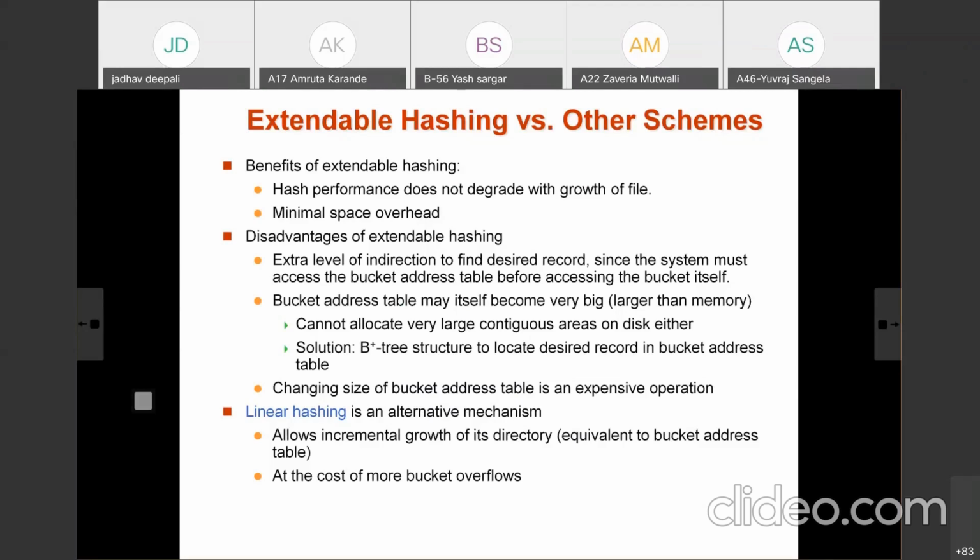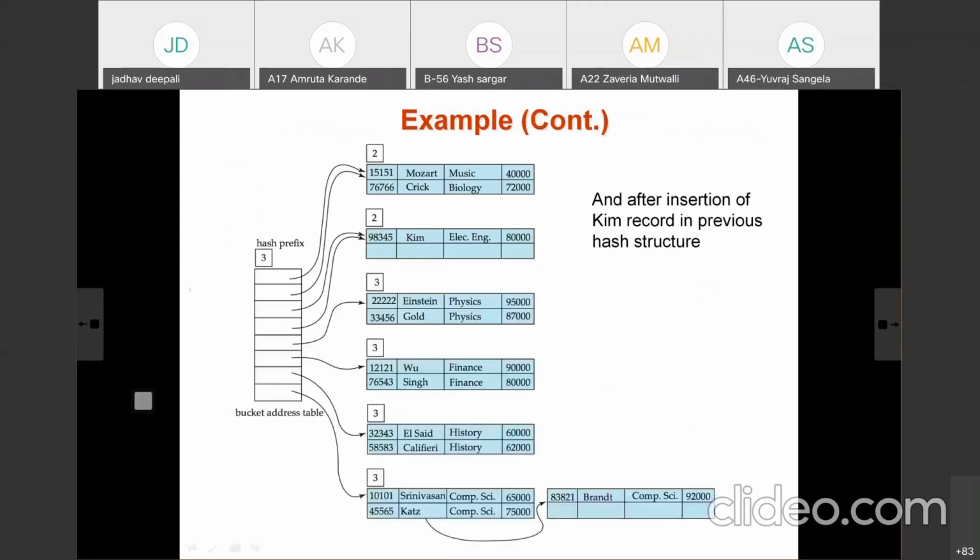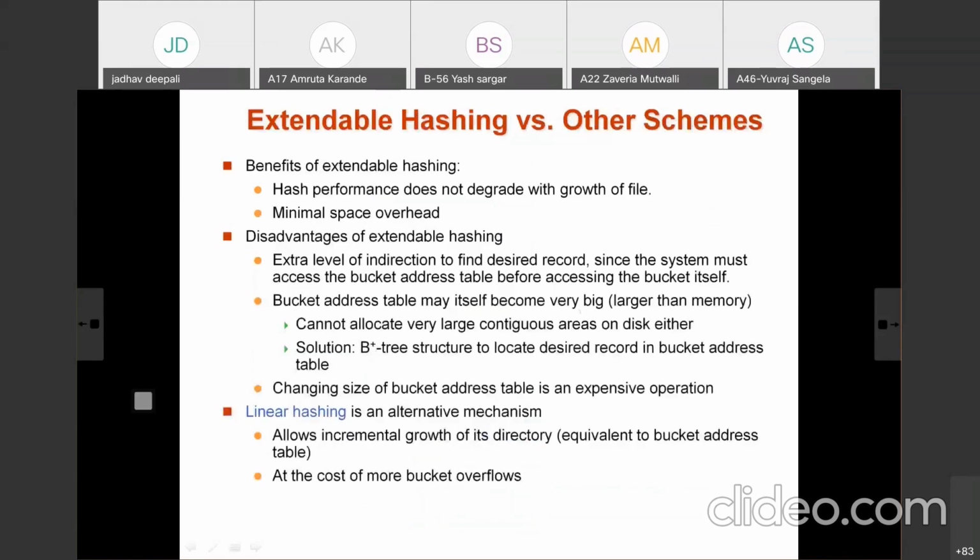But the disadvantage is that an extra level of indirection is used, meaning the bucket address table is used along with the buckets. Also, the bucket address table may itself become very large. It is possible that i is equal to 32, so in that case it cannot fit in main memory. We need to store it on the disk, which again increases the number of I/O operations, meaning disk operations are increased. So the solution is to use the B+ tree structure.